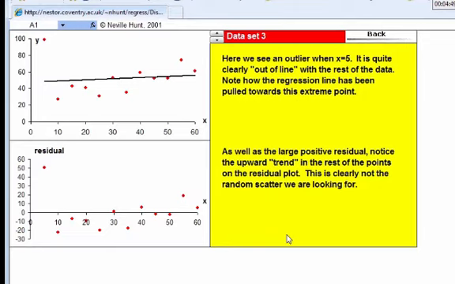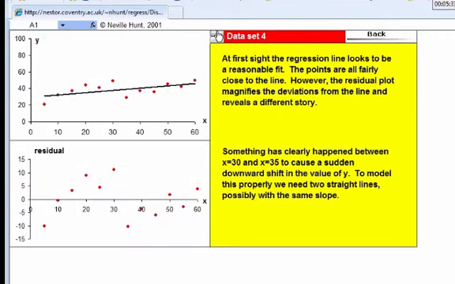Here we see an outlier at x equals 5, clearly out of line with the rest of the data. Note how the regression line has been pulled toward that extreme point. It's being pulled up. As well as a large positive residual, notice the upward trend of our data. This is clearly not the random scatter we are looking for. So we're probably not going to use a trend line.